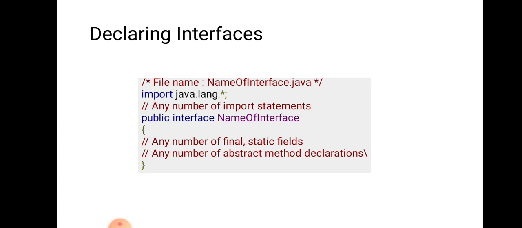A class that implements an interface must implement all the methods declared in the interface. So here in this example, the declaration of an interface is shown. You see public interface and the name of the interface. The public keyword is used because an interface can be public by default. So public interface and the name of the interface, whatever you want to give, and in that there can be any final fields, any static methods and any number of abstract methods. So this is how a declaration looks.